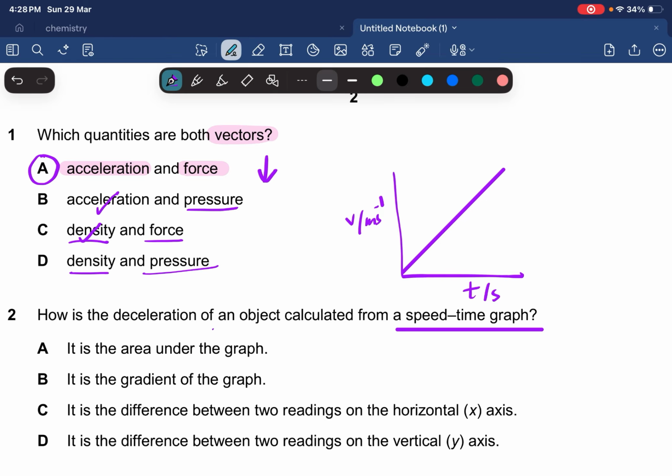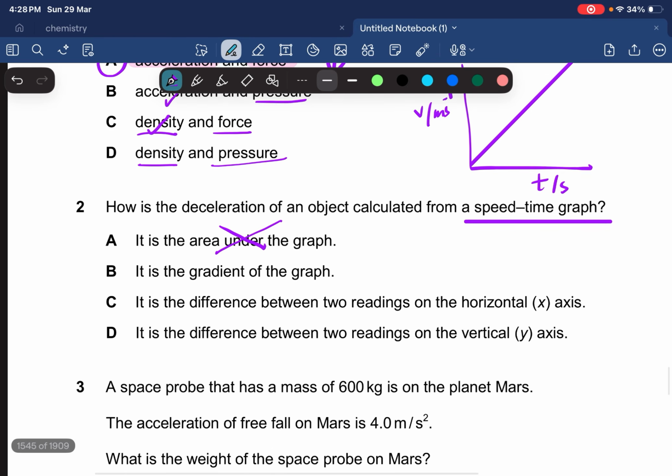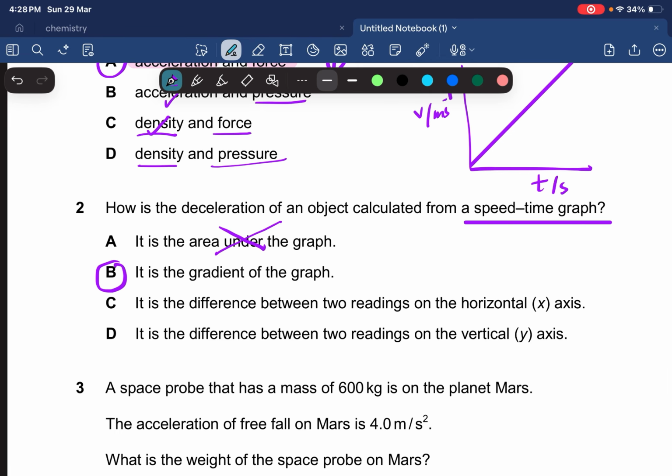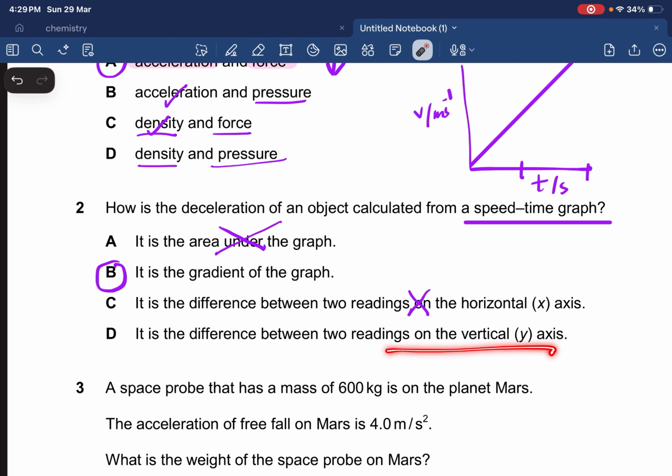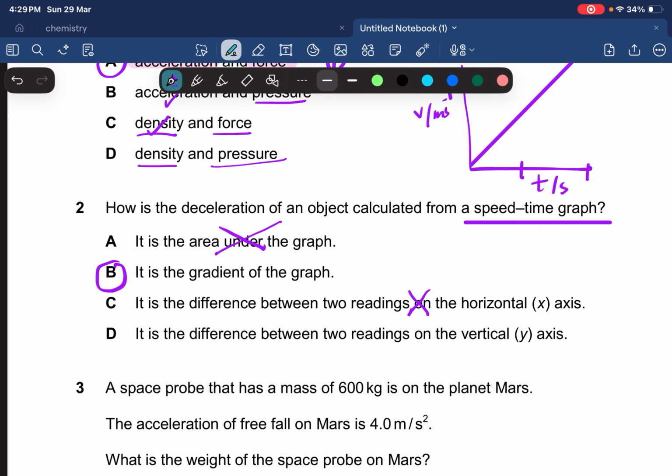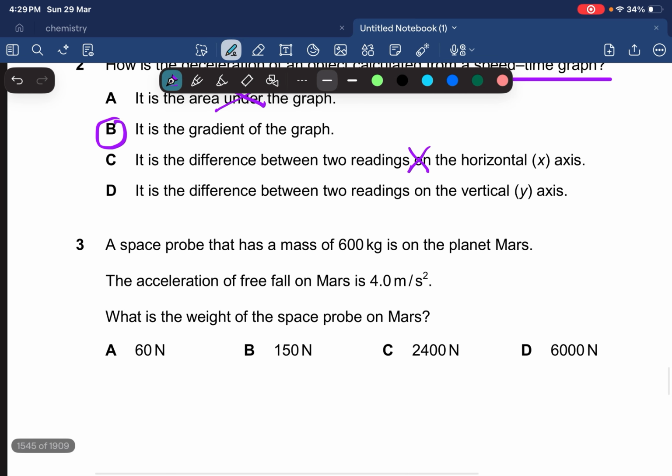The area under the graph gives you the displacement or the distance, while the gradient gives the acceleration. On the horizontal axis, the difference between the readings gives you the change in time. And on the vertical axis, the difference in readings gives you the change in velocity. So if you divide the difference of the readings on the vertical by the horizontal, you get the acceleration. So it's the gradient.